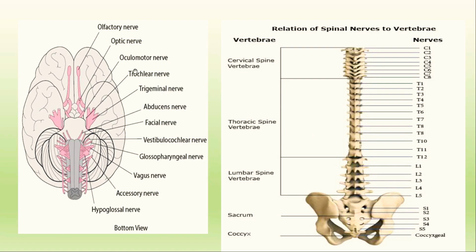This diagram shows the 12 pairs of cranial nerves and 31 pairs of spinal nerves. The names of the cranial nerves: olfactory nerve, optic nerve, oculomotor nerve, trochlear nerve, trigeminal, abducens, facial nerve, vestibulocochlear nerve, glossopharyngeal nerve, vagus nerve, accessory nerve, and hypoglossal nerve. The spinal nerves are named such that the cervical region has 8 pairs, C1 to C8, thoracic region has 12 pairs, T1 to T12, lumbar region has 5 pairs, L1 to L5, sacral region has 5 pairs, S1 to S5, and the last pair is coccygeal.